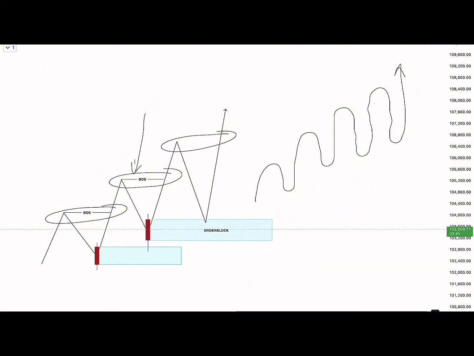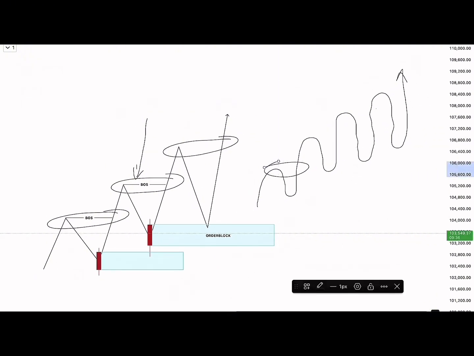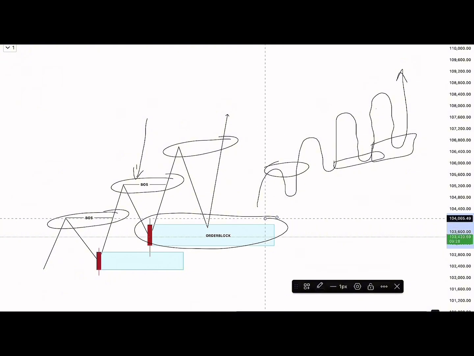So after determining the manner that led to this break of structure in the market, we should be looking out for order blocks that tend to be at the extreme zone, something like this. You understand? So we should tend to look out for order blocks that are at the extreme zone, because these order blocks are the only order blocks that tend to work.